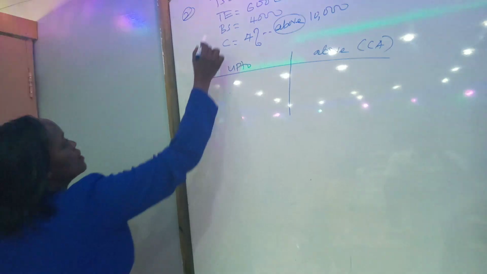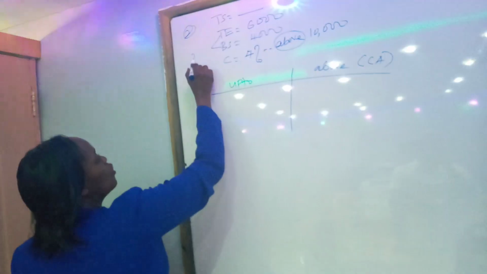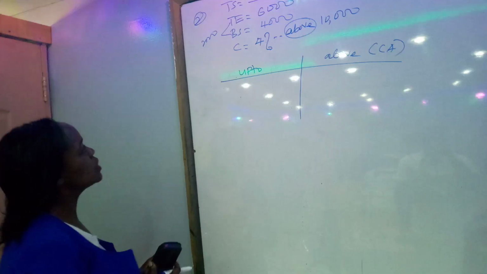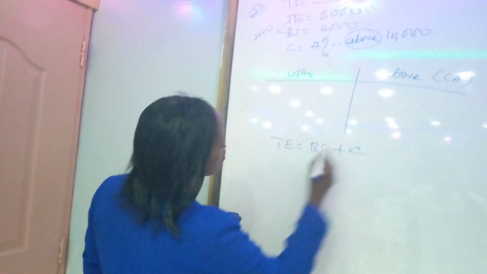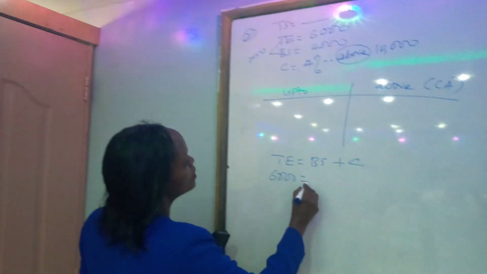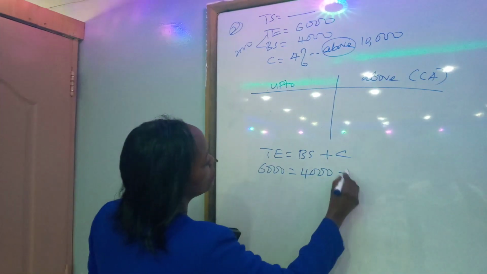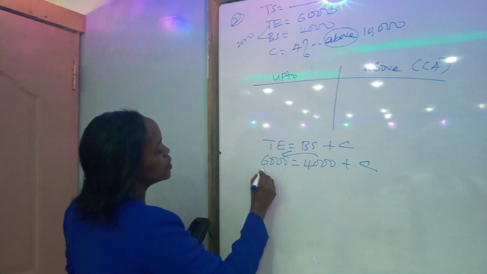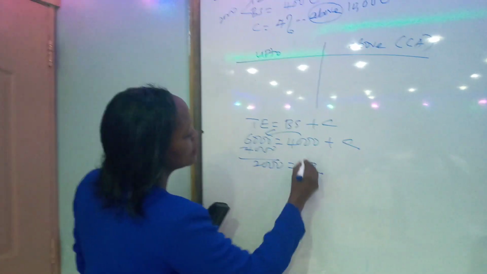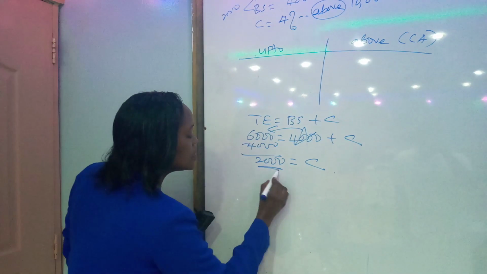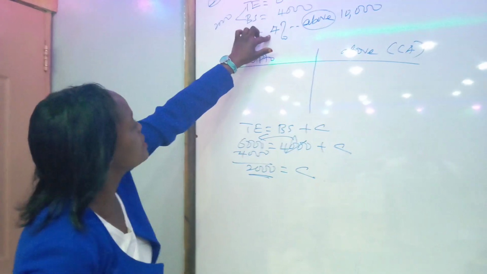Now, let's see. This commission of 2,000, we already know how to get it because total earnings is basic salary plus commission. So our 6,000 is equal to 4,000 plus a C. Carry this side, it becomes 4,000 to be taken away. My 2,000 is our C now. Our commission is here in shillings form. Our commission is here in percentage form.